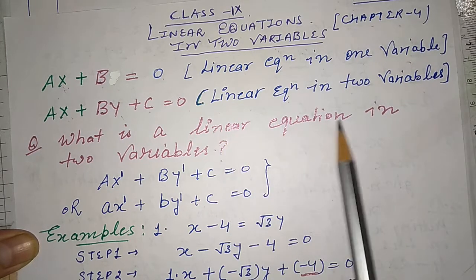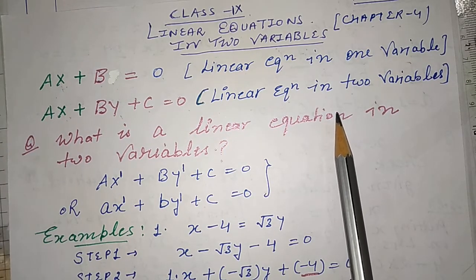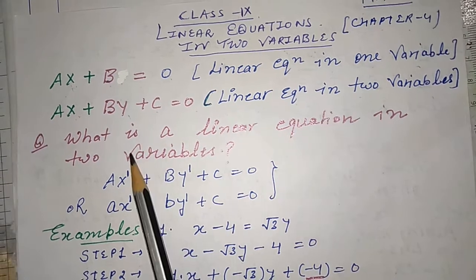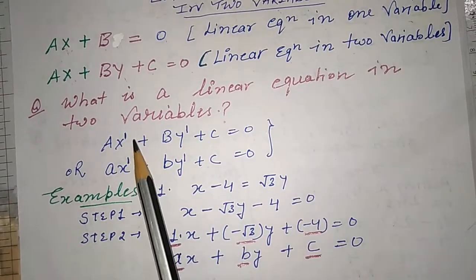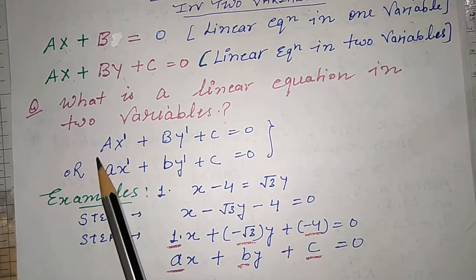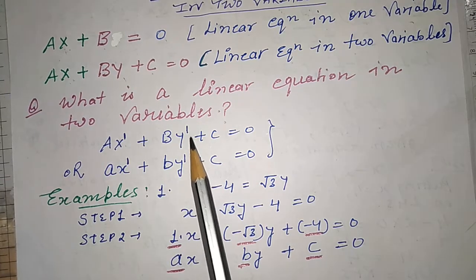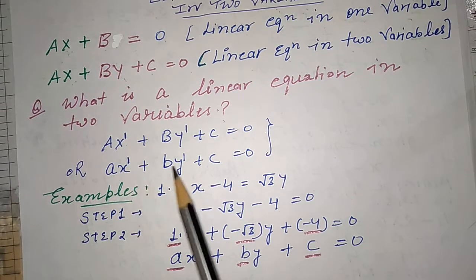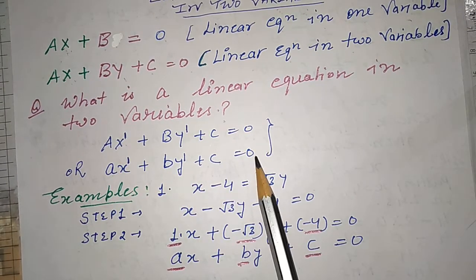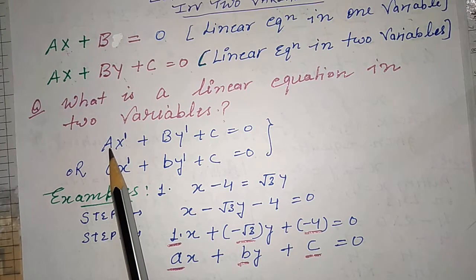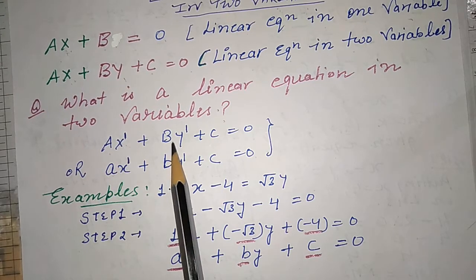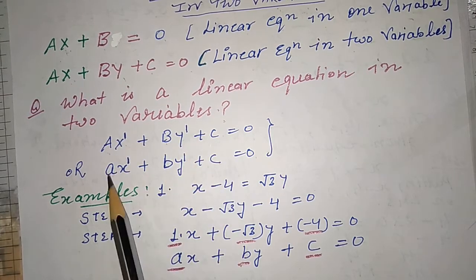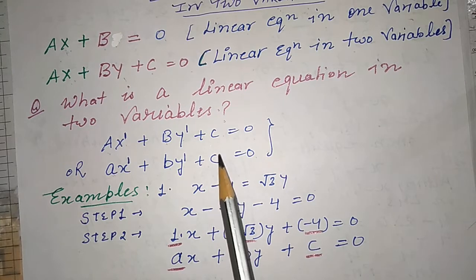So what is a linear equation? How can we define the linear equation in two variables? If we write a linear equation like this, any kind of variables we can use here, ax' plus by' plus c is equal to 0, or we can take small alphabets here. We can see here x', y' are the variables, and a, b, c are constants.